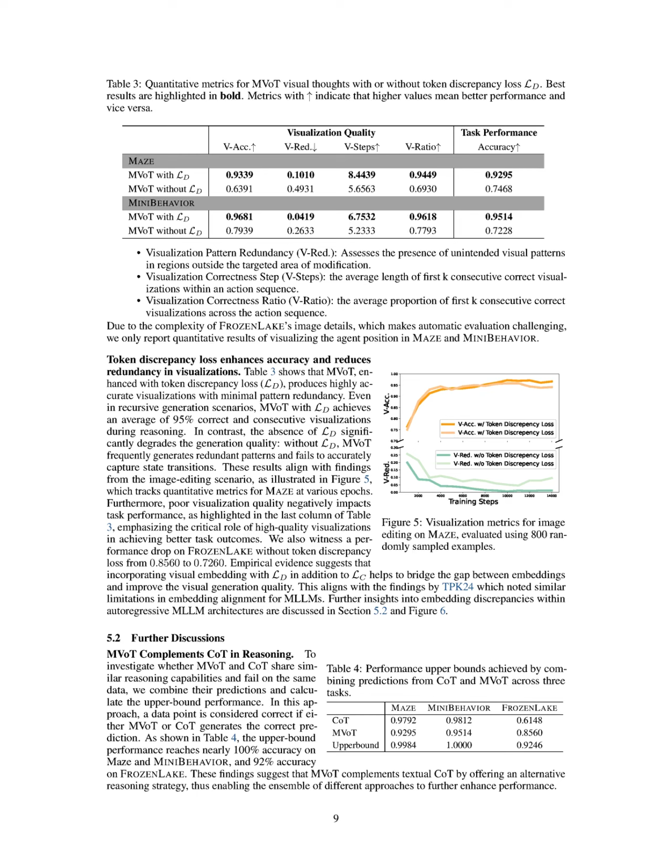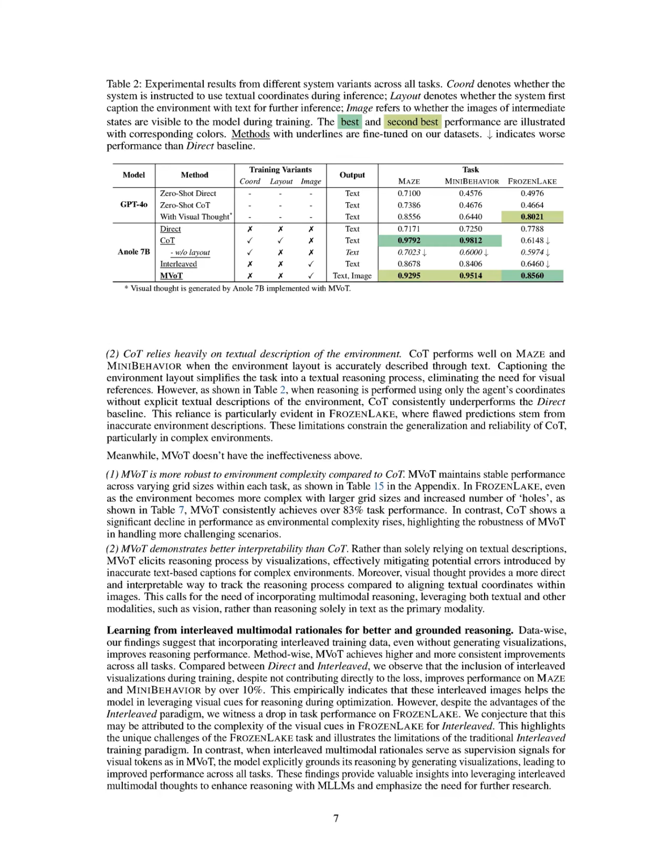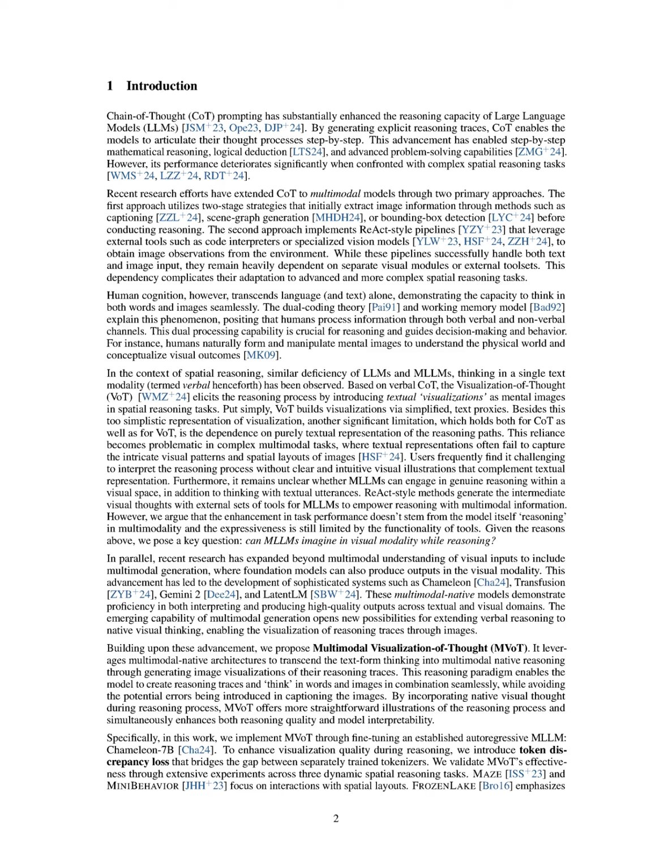Additionally, the model's performance can degrade without the incorporation of token discrepancy loss, which is crucial for aligning visual and textual embeddings. Without it, MVoT may produce redundant patterns and fail to accurately capture state transitions. Furthermore, the complexity of the visual patterns in tasks can overwhelm the model, resulting in a loss of fine-grained details and inconsistencies between generated and original images. Lastly, the interleaved reasoning process may still struggle with the intricate visual patterns and spatial layouts that are often inherent in complex multimodal tasks, limiting its overall effectiveness.